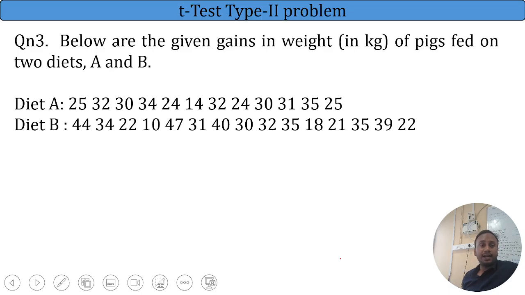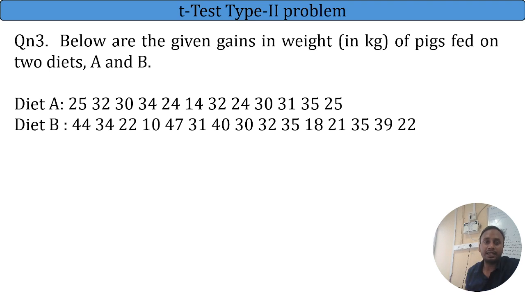So we have the diet A plan, like we have two populations: the first population is diet A and the second population is diet B. From diet A we took some values, and from diet B we took some values. So now the idea will be to calculate x1 bar, x2 bar, then S, then the t statistic and all. Can you start doing? I will also start.